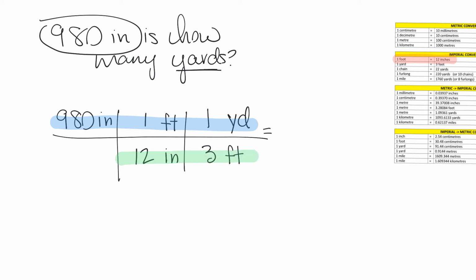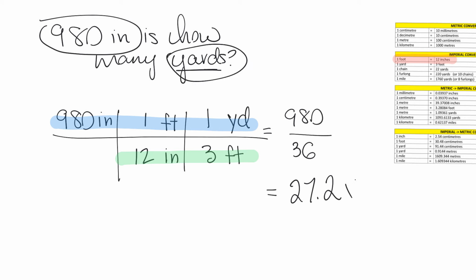So on the top, I've got 980 times 1, which is 980. On the bottom, I've got 12 times 3, which is 36. So now I'm going to divide 980 by 36, and I get 27.2. And remember, I'm looking for yards, so my unit must be yards. And that works because my inches cancel, and now my feet are going to cancel, and what's left is yards. So that means 980 inches is equal to 27.2 yards.